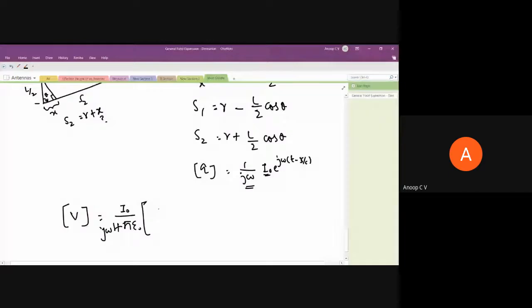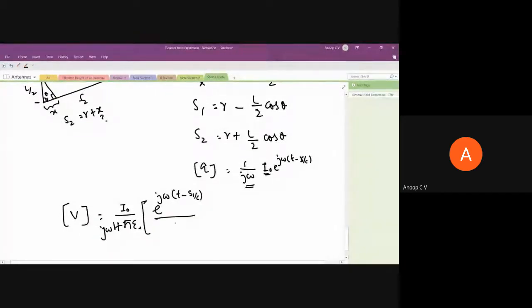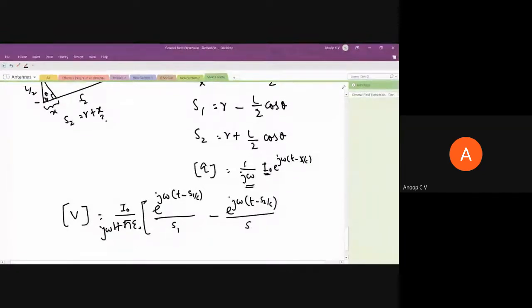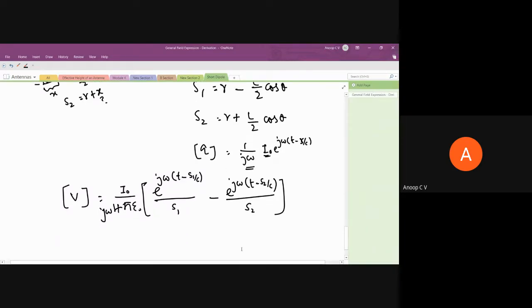Then what I have is e power j omega t minus s1 by c, divided by s1, minus e power j omega t minus s2 by c, divided by s2. So our V becomes like this. I naught by j omega I have taken out as it is common in both the cases. So this is what we have.